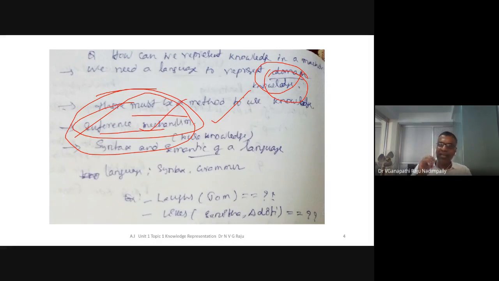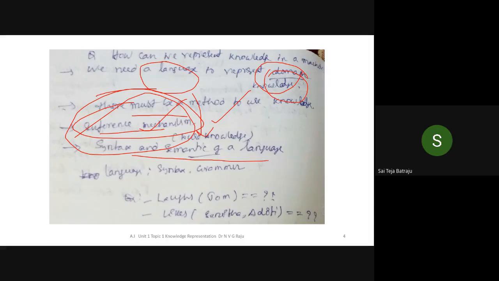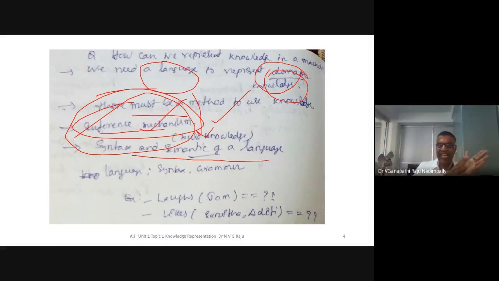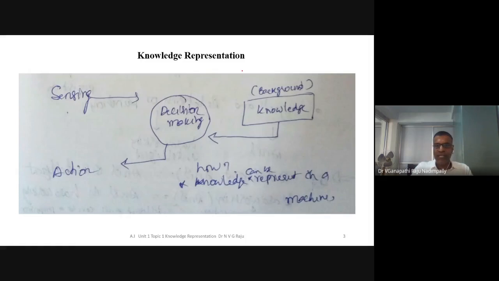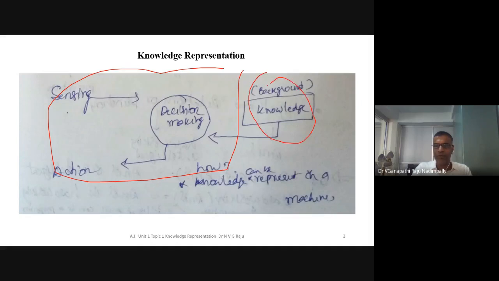Okay, now will you agree, if I need a language, a language should have both syntactic and semantic knowledge. If I want to represent knowledge in the form of a language, do I need syntax and semantics of the language? Yes, sir. Yes. Syntax is nothing but grammar. Semantics is nothing but meaning. Will you agree? Now, in the first slide, what I told you, up to here, we have already discussed in unit 1. Now, in unit 2, we are going to give knowledge to the machine.